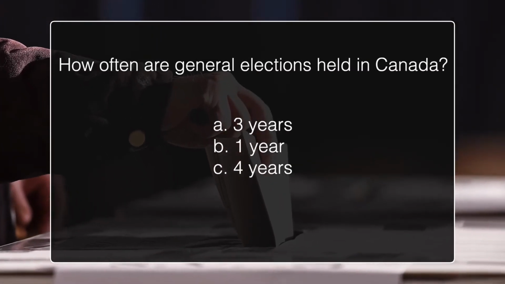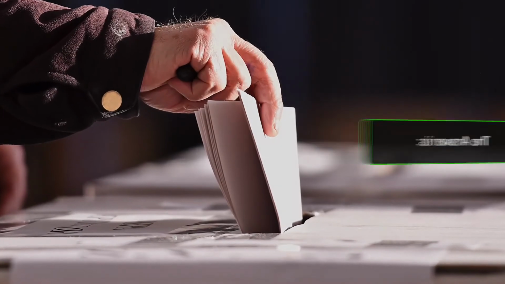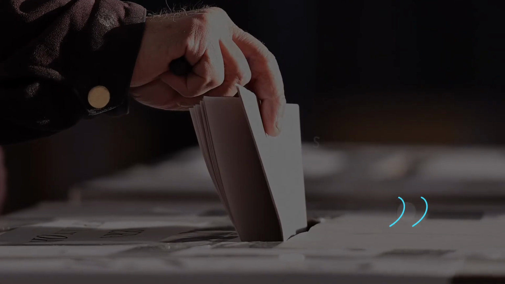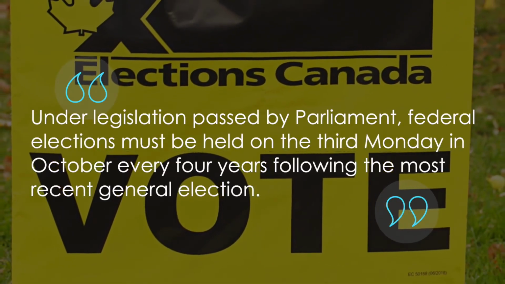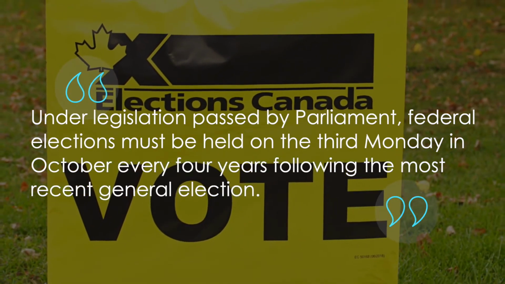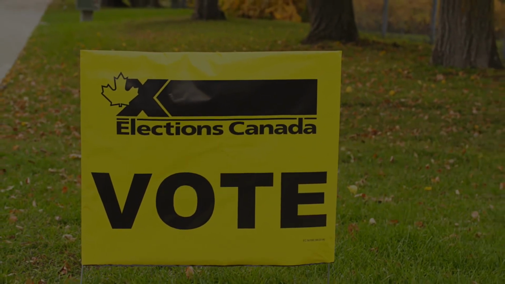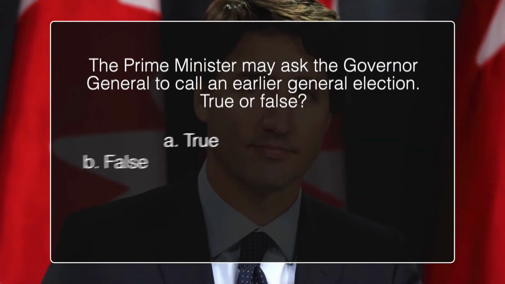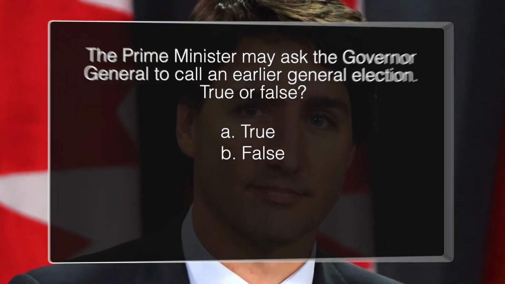3 years, 1 year, or 4 years? The answer is 4 years. Under legislation passed by Parliament, federal elections must be held on the third Monday in October every 4 years following the most recent general election. The Prime Minister may ask the Governor-General to call an earlier general election. True or false?